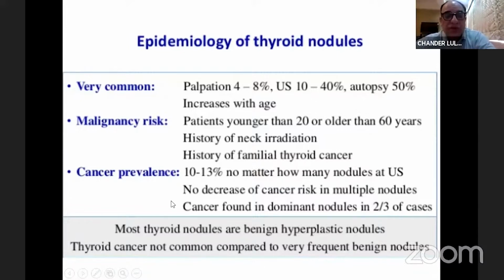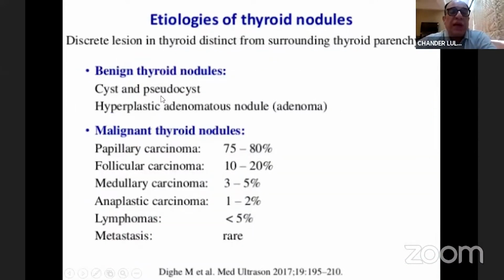But overall, the prevalence of cancer will be about 10 to 13%, even if there are multiple nodules, and the dominant nodules show cancer in more than 2/3 of the cases. And it's very gratifying to remember that most thyroid nodules, even in the presence of multiple nodules, are benign, and less than 10 to 15% will be malignant. The benign nodules are usually cysts and pseudocysts, more commonly pseudocysts, which are degenerative cysts, the hyperplastic adenomatoid nodules of the endocrine gland, and the malignant thyroid nodules are papillary carcinoma, which is the most common, and then of course follicular, medullary, lymphomas, anaplastic, and metastasis.